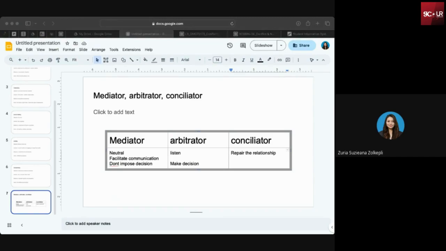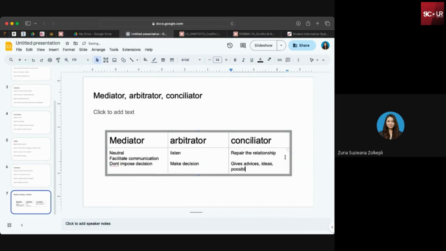So what they do is they can give solutions. They give advice, ideas, possible solutions, and then again they try to assist in communication to reduce tension. They try to facilitate, like a trainer. Okay, so a conciliator can be a trainer.